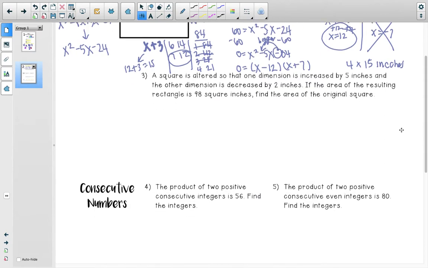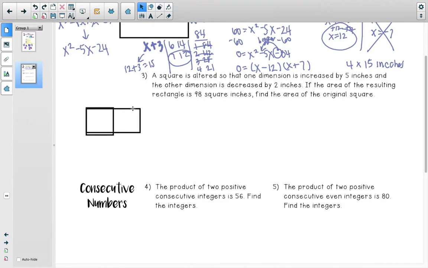So a square is altered so that one dimension is increased by 5 and the other dimension is decreased by 2. So let's just visually look at this. Okay, so square, okay, and then it's being altered. So it's being increased by 5. So let's say this is increased and it's decreased by 2. So it kind of looks like this.